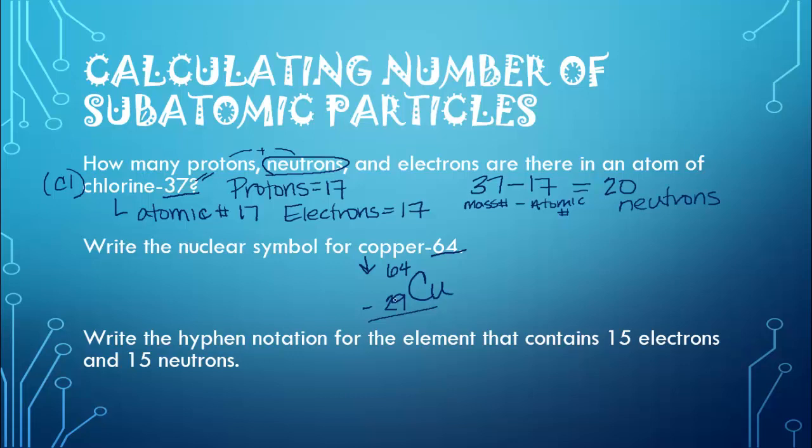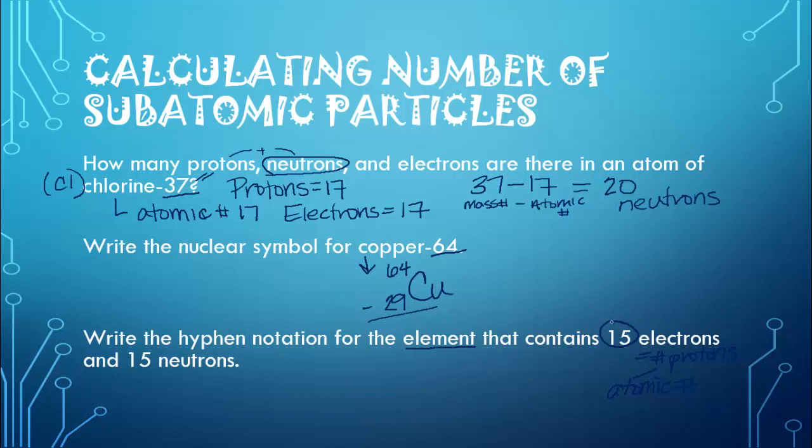Write the hyphen notation then for the element that contains 15 electrons and 15 neutrons. Well, if we look at the previous screen, it doesn't tell us anything about electrons except that our number of electrons equals our number of protons. And our number of protons is our atomic number. And why do we need the atomic number? Because we need to figure out what is the element. So we're going to look it up again on our periodic table. So we're going to look for a small number 15.